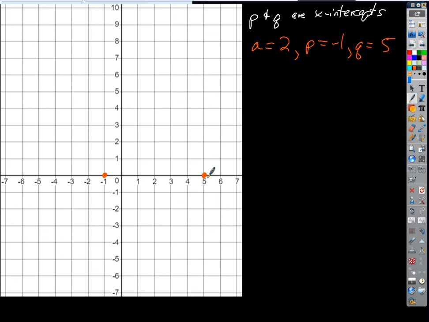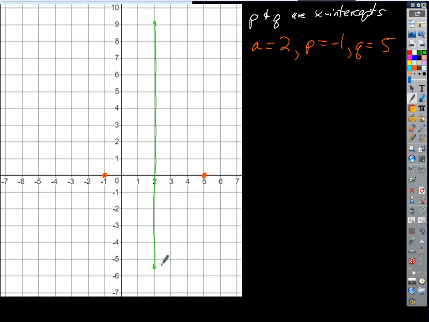Well, what's the x-coordinate of the vertex going to be? 2 is correct. How do you know? Yes. It's a middle value, right? So you know that it has to lie halfway in between. So there's the axis of symmetry, right?